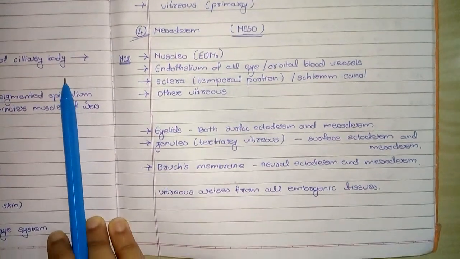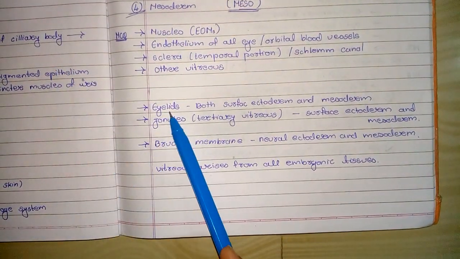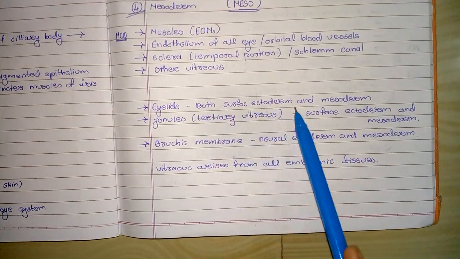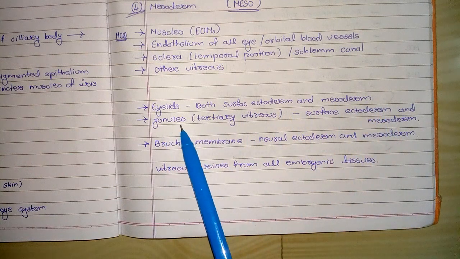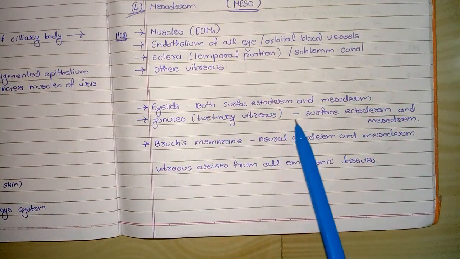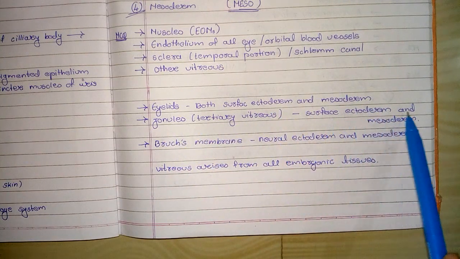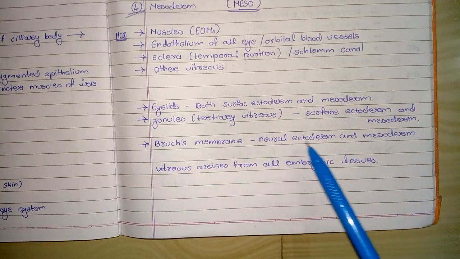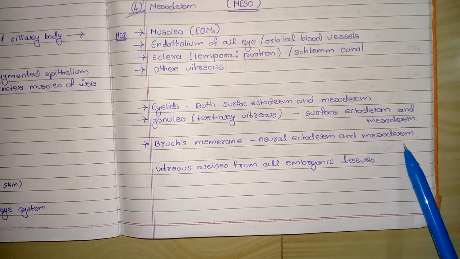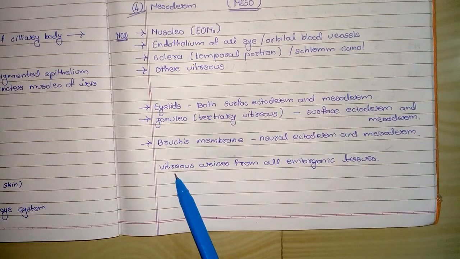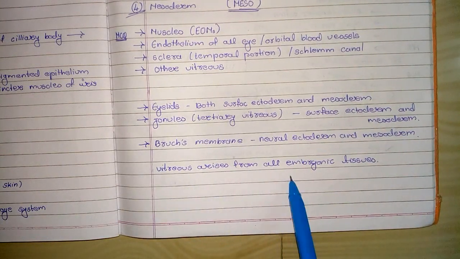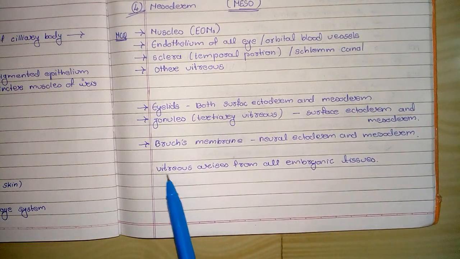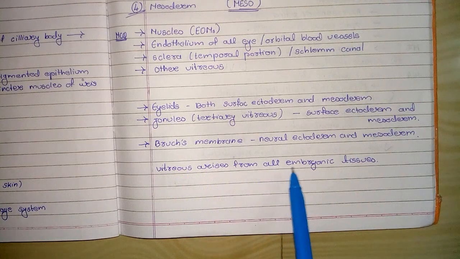Now we are going to see some other points, like the eyelid. It is from both the primordia of surface ectoderm and mesoderm. Zonules, tertiary vitreous, it is same as above, surface ectoderm and then mesoderm. Bruch's membrane, neural ectoderm and mesoderm. And I have already told you that the vitreous arises from all embryonic tissues. This is also an important point: the vitreous arises from all the embryonic tissues.